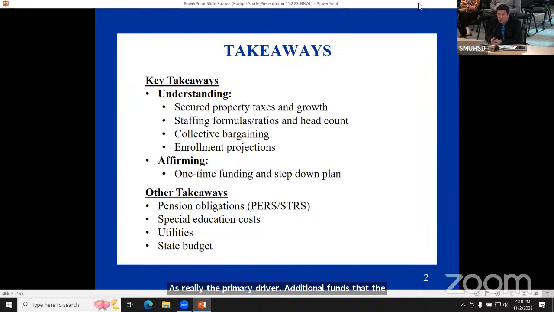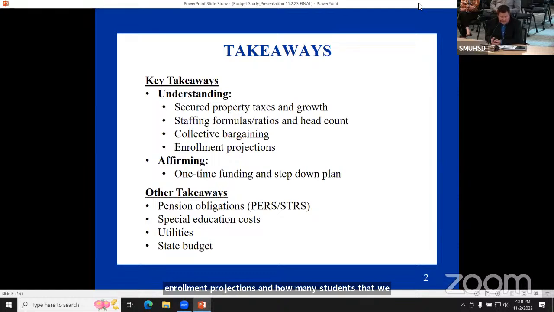And then the other three, we are in a people business. And so the three factors that really drive what our salary and benefit costs are going to be: the first is staffing formulas, ratios, and headcount. The second being collective bargaining with our labor partners. And the third being our enrollment projections and how many students we are projected to serve.